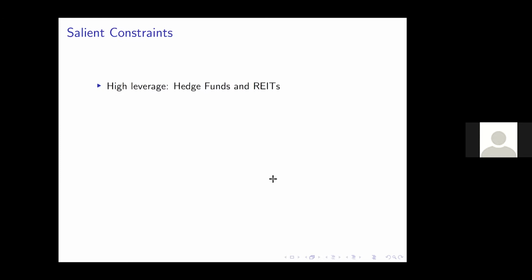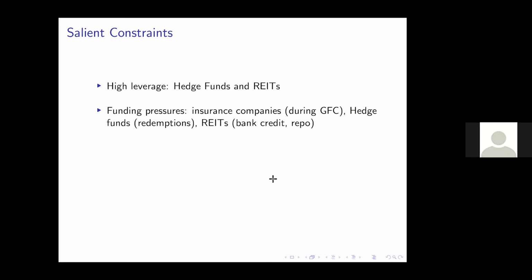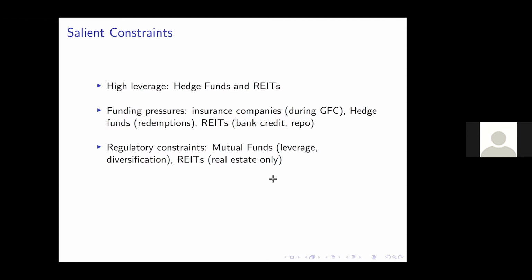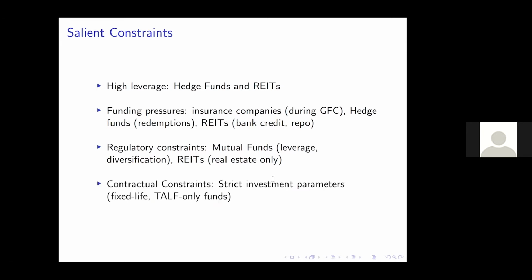Okay, so what are the constraints here? There was high leverage in hedge funds and REITs, so they had little access to funding. Similarly, insurance companies, hedge funds, and REITs had these funding pressures more generally, either from redemptions, or REITs lost their bank credit or repo facilities. Then mutual funds had regulatory constraints. There's only that much they can invest in. In fact, they also needed to get a waiver from the SEC to be allowed to invest in TALF, and then REITs, of course, can only invest in CMBS. The TALF-only funds had very strict investment parameters, and that will be salient a little later.